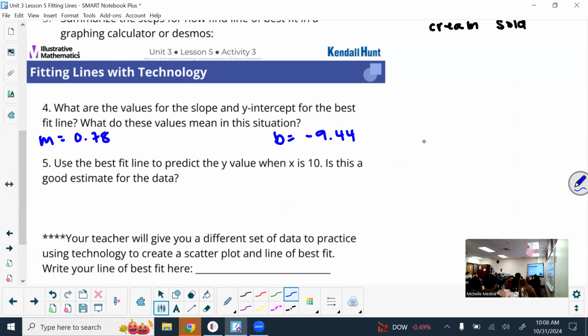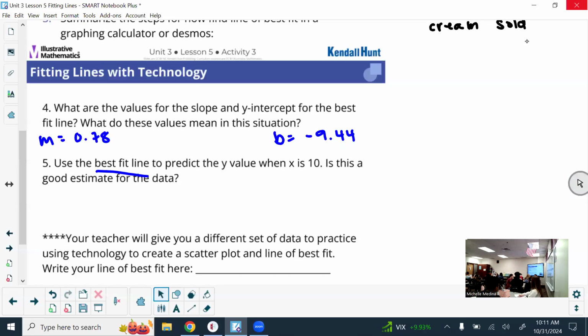That's your test question, essentially. Then it says use the best fit line, so the one that we did with the technology, to predict the y value when x is 10, and then tell me, is this a good estimate for the data? So make sure these are answered completely. When I explain it and we go over the answer, I'll give you some tips to make that process easier, but this really isn't going to work unless we try to prove it yourself. So 4 and 5, I'll give you about 3 minutes. Talk to your group if you need to, and respond.